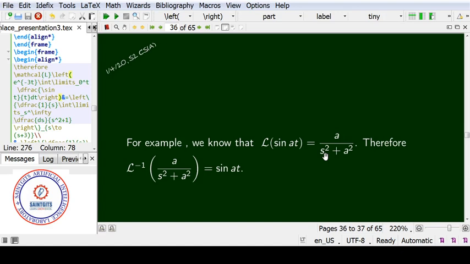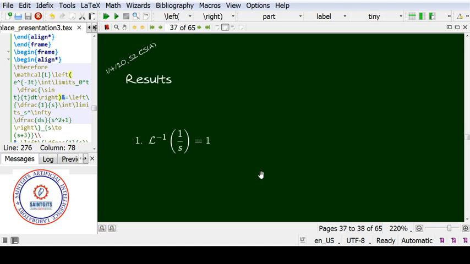So we have to recollect all the previous formulas. For example, L of sine at, we know that L of sine at is equal to a by s square plus a square. That is, we are in the transform domain. Now we put this L to the right side, that becomes L inverse. So L inverse of a by s square plus a square is equal to sine at. That's the result. So from now onwards, whenever we have something in terms of s, we are going to take it back into the time domain using our basic results.